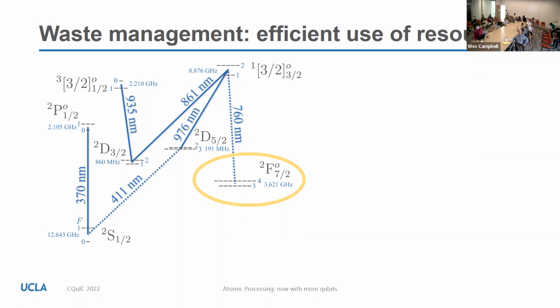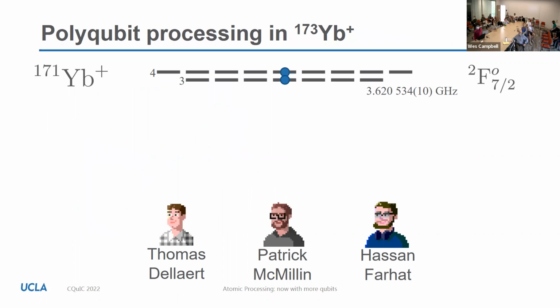Now, this metastable state has quite a few levels in it. This is I equals 1/2, right? The nuclear spin is 1/2. We have a J equals 7/2 level.